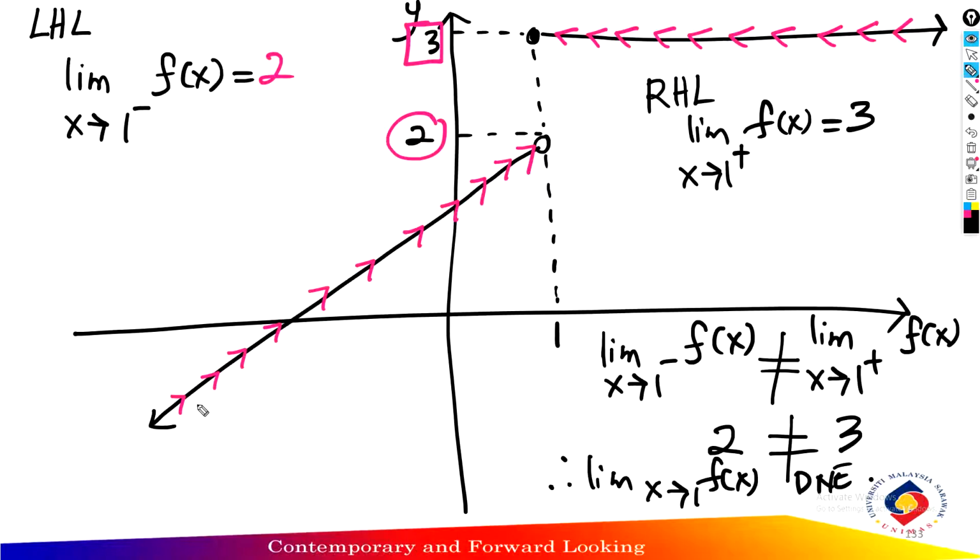Okay, and final answer. The final answer: f(x) is not continuous at x equals 1.